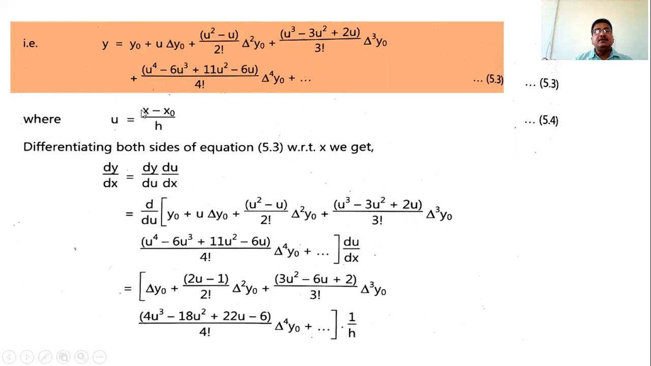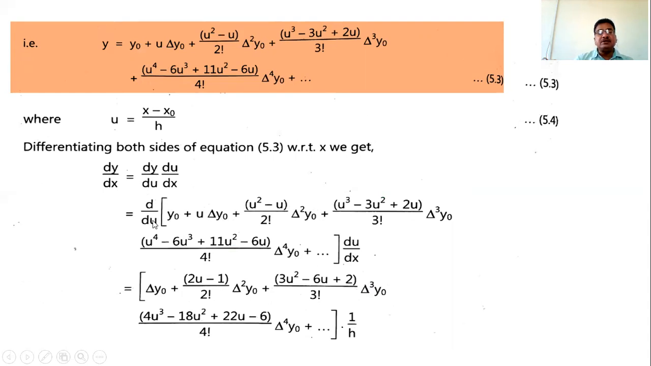So what is it? Actually u is 1 by h into (x minus x₀), that is (x minus x₀) by h, and the derivative of x₀ by h with respect to x is 0, and the derivative of x by h is 1 by h. So the value of du/dx is 1 by h. That is the derivative of u with respect to x, 1 by h, and dy/du, that is d/du of y, means this quantity. So write this quantity, and then its derivative is what? The derivative of y₀ with respect to u is 0.